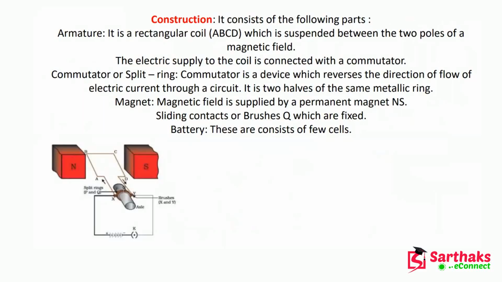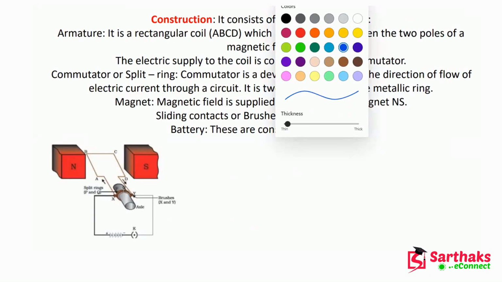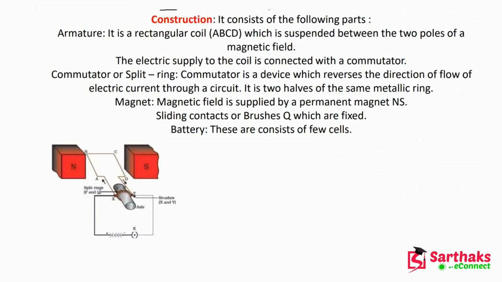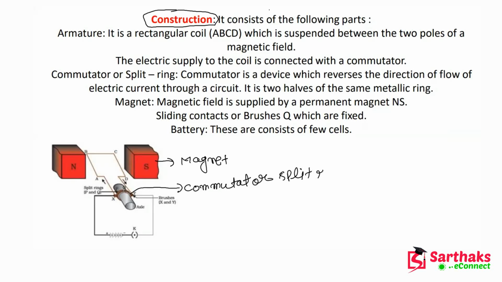And here we are. Here we will discuss the construction. Construction is very easy. Let me tell you all the parts. These are magnets. Here we also took this coil, and this is a commutator. We can also say these are split rings.